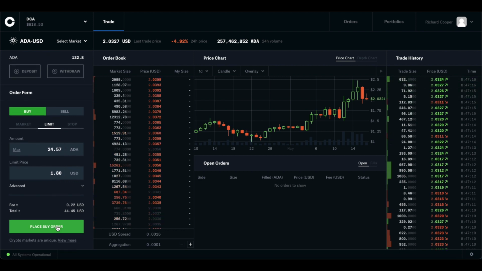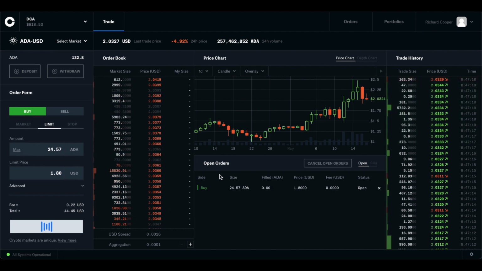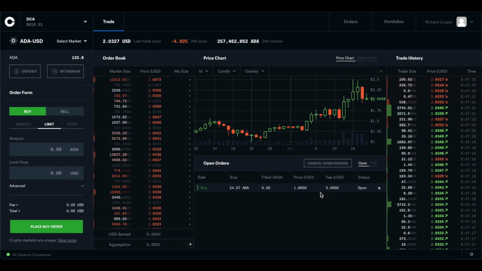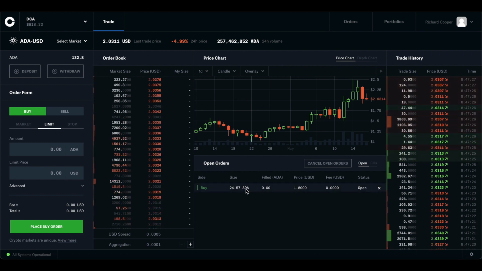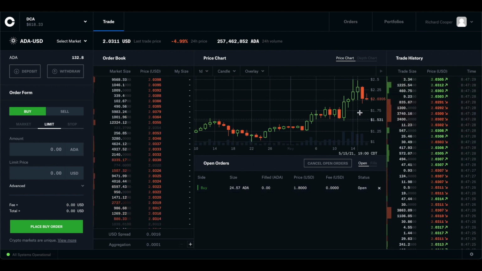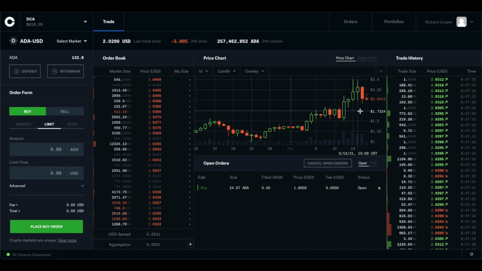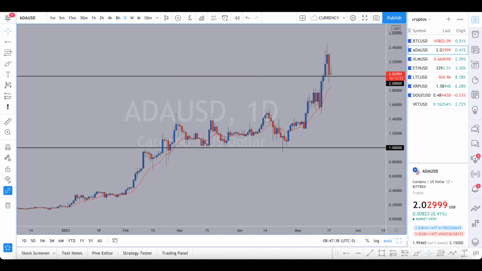And you hit place buy order, right, and then you should see it on your open orders down here. You should see it pop up, and it'll let you know that the status is still open, and it will be there until you cancel it. So price comes down to 1.80, you will get executed. You will get a position at 1.80. And let's go ahead and dive right into pulling up a chart, kind of a technical outlook on how to utilize support and resistance for more favorable buy entries.